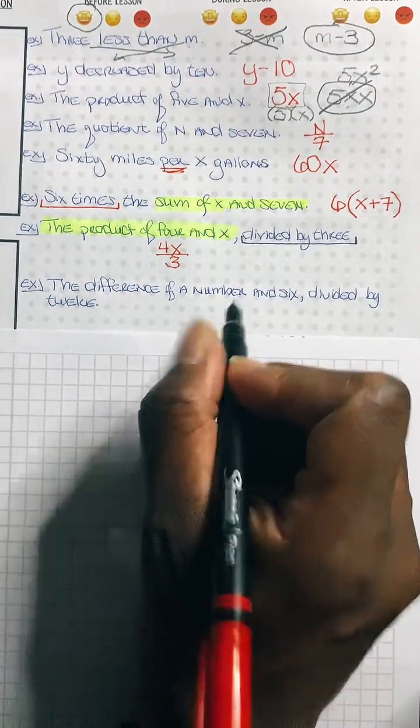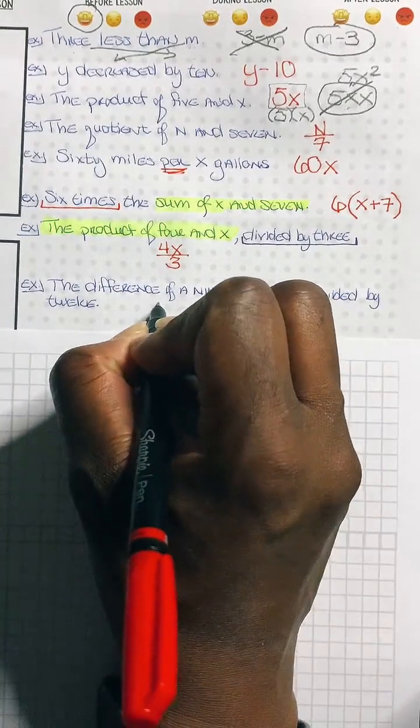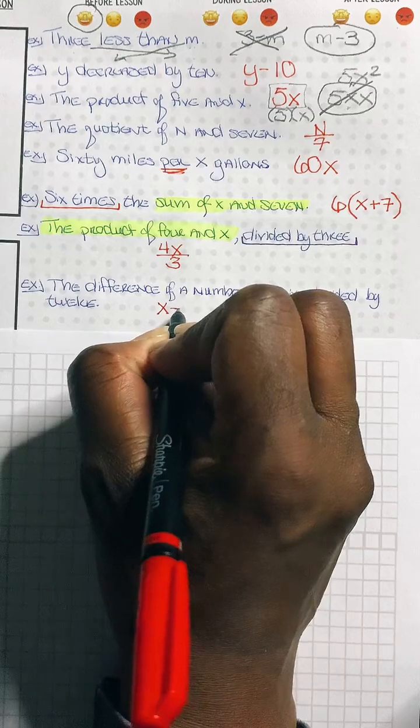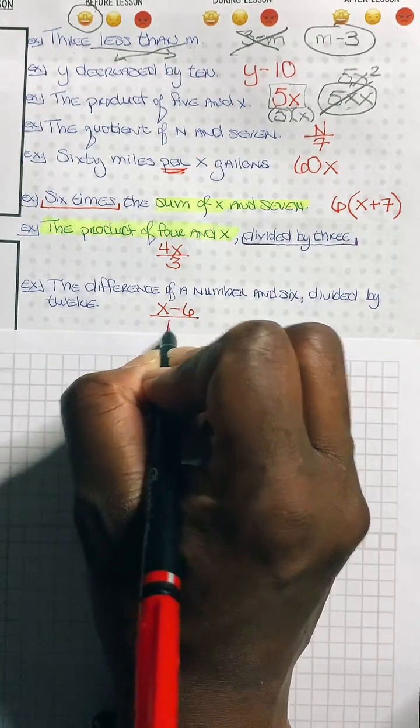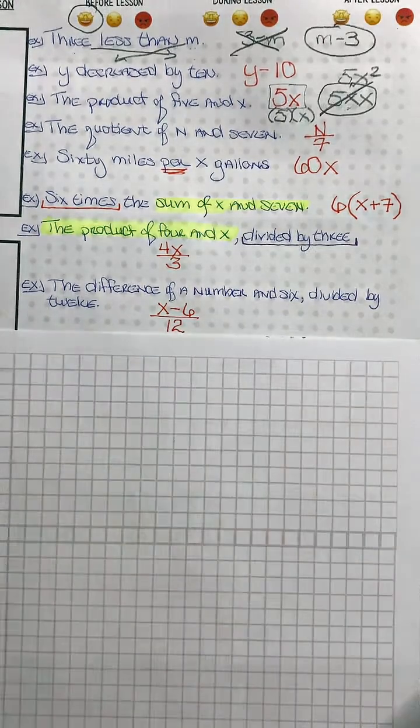So a number, a lot of you guys want to use x, which is good. So difference means subtraction. And this whole thing is being divided by 12.